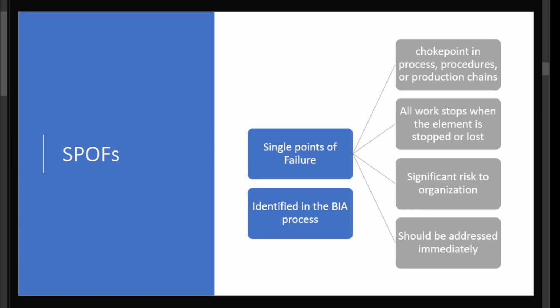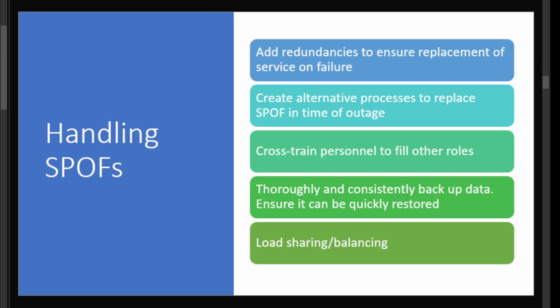These are identified during the BIA process, and once they are identified, like I said, they should be addressed immediately. Single points of failure should not be allowed to stay in operation. So how can we handle those SPOFs?